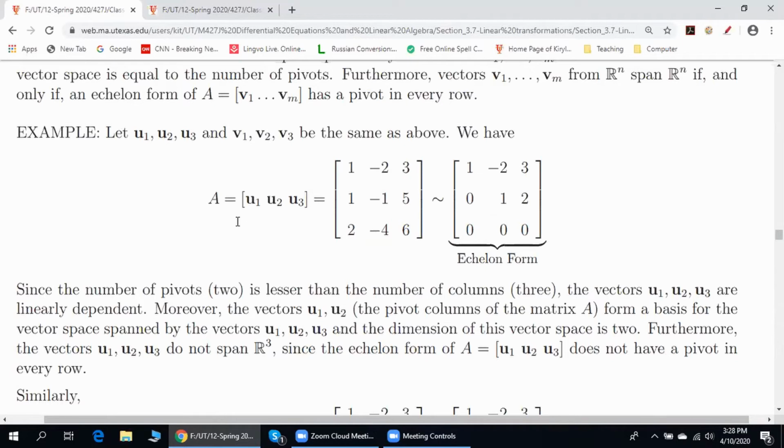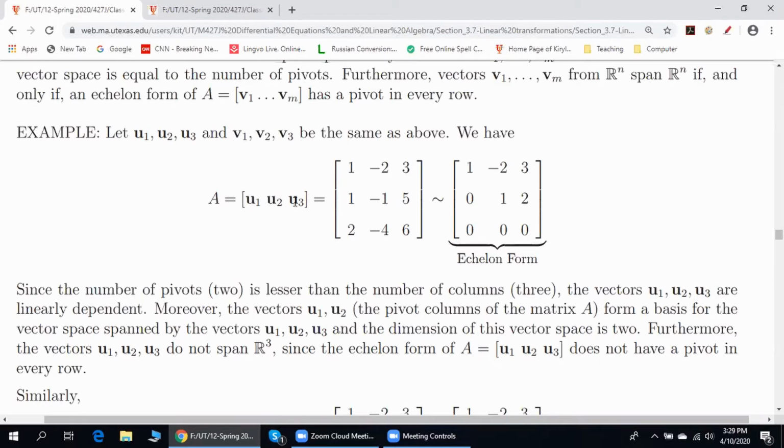Other questions? Vectors U1 and U2, they span R2, right? No, they do not span R2 because these two vectors are from R3. They cannot span R2. They do not belong to R2. How are U1 and U2 a basis if you would need three vectors to make a basis for R3? No. So U1, U2 is not a basis of R3. It's not a basis of R2. U1, U2 is a basis of the span of U1, U2, U3.